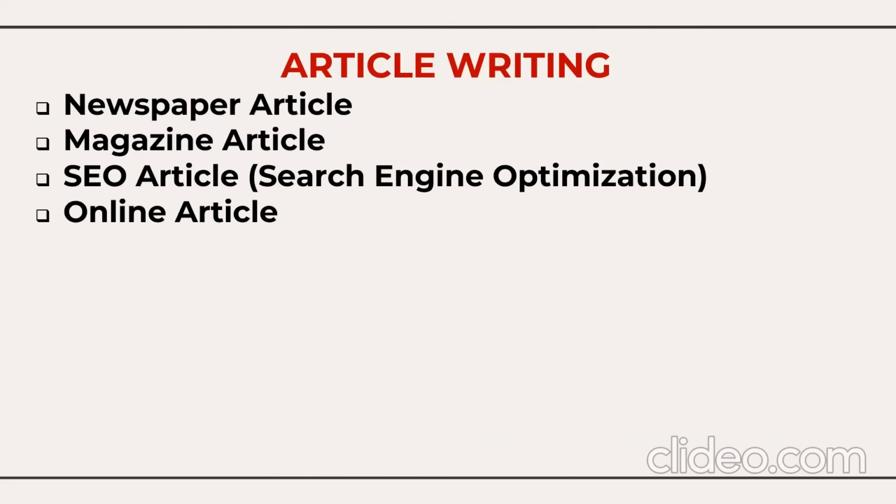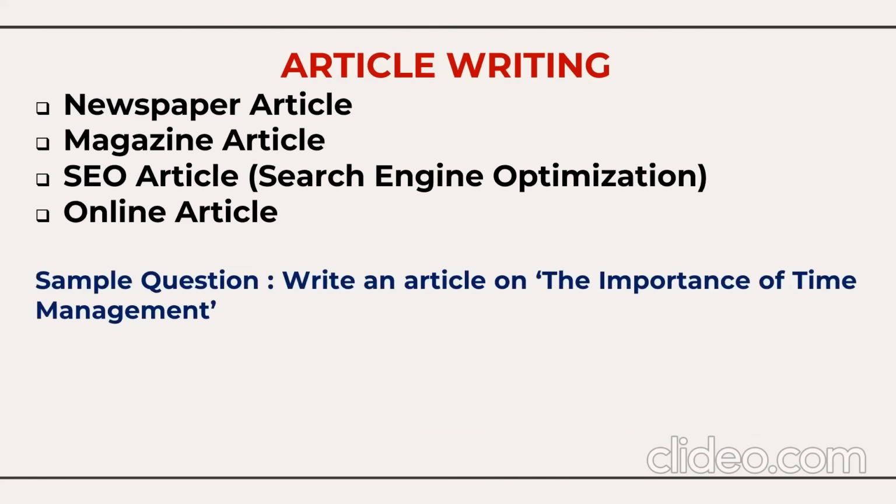Next question, in question number 6 in Unit B, you have article writing. You may have to write an article for a newspaper, for a magazine, for search engine optimization, SEO, or for online use. Don't worry about these jargons. The question may appear in a simple manner. Write an article on the importance of time management. This question they asked in the 2023 question paper. Write an article on value education. So how do you write an essay? Just write an article, just write an answer on this topic.